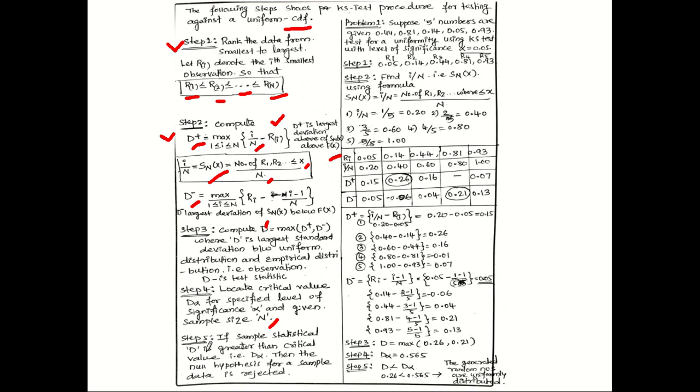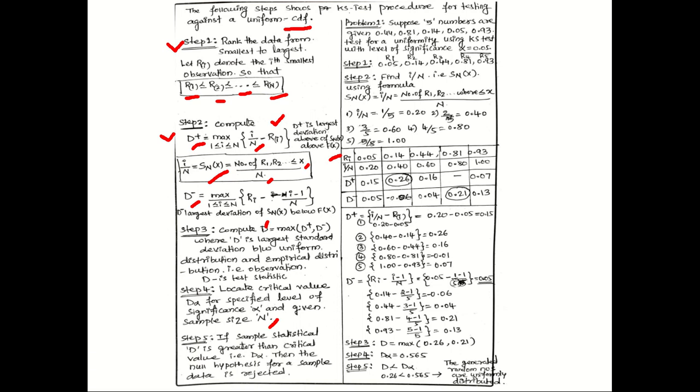And in the fifth step, we will compare the statistical value with the critical value. If the statistical value is less than the critical value, we consider that the given random numbers are uniformly distributed between 0 and 1, meaning we fail to reject the null hypothesis, meaning we accept that all the given random numbers are distributed between 0 and 1.